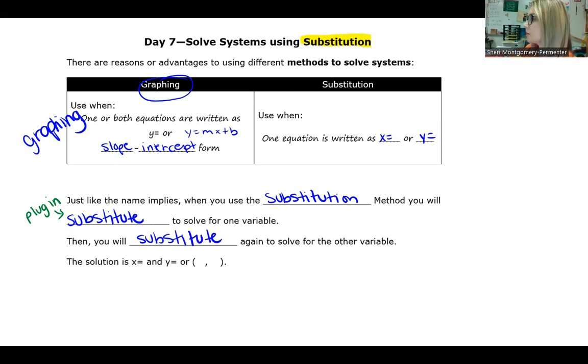The solution every time, doesn't matter what method. The solution is the coordinate. It's the point of intersection. So it's always X and Y. And when we put them together, it's X comma Y. That's our answer. The solution, that's our answer where they cross.